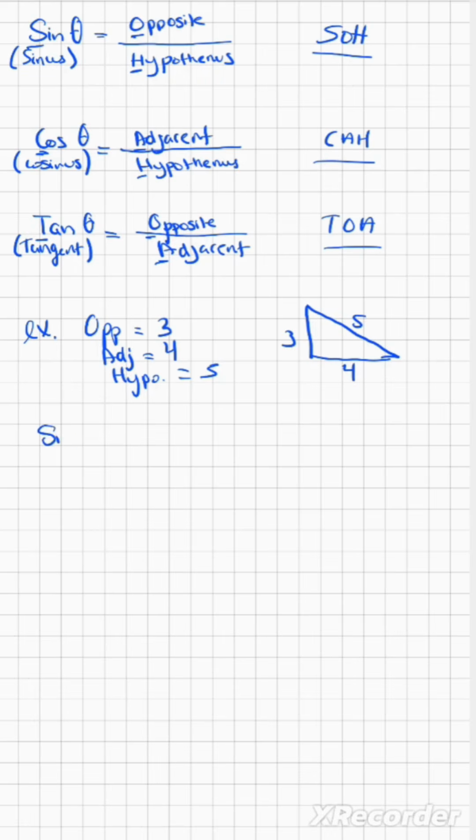So the sin of the angle is equal to 3 over 5. Cos of the angle is adjacent, which is 4, divided by hypotenuse, which is 5. Then tangent is 3 over 4. So these are your ratios.